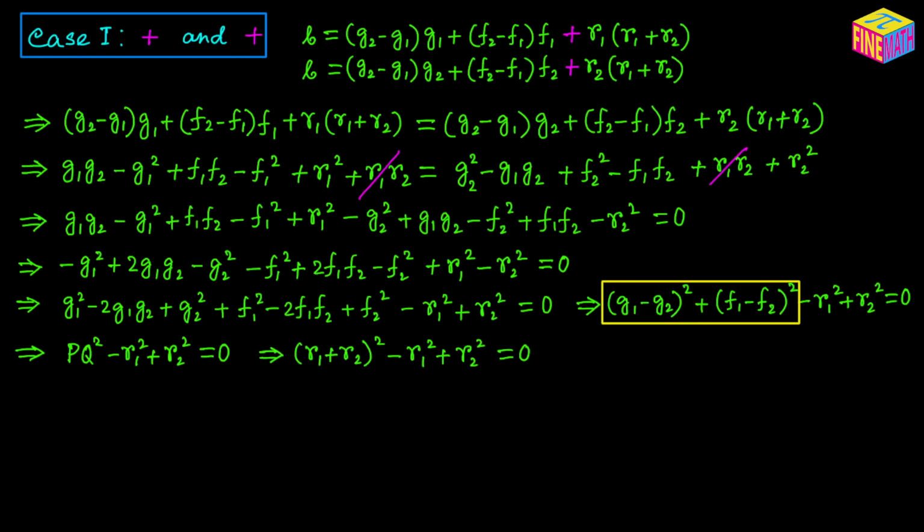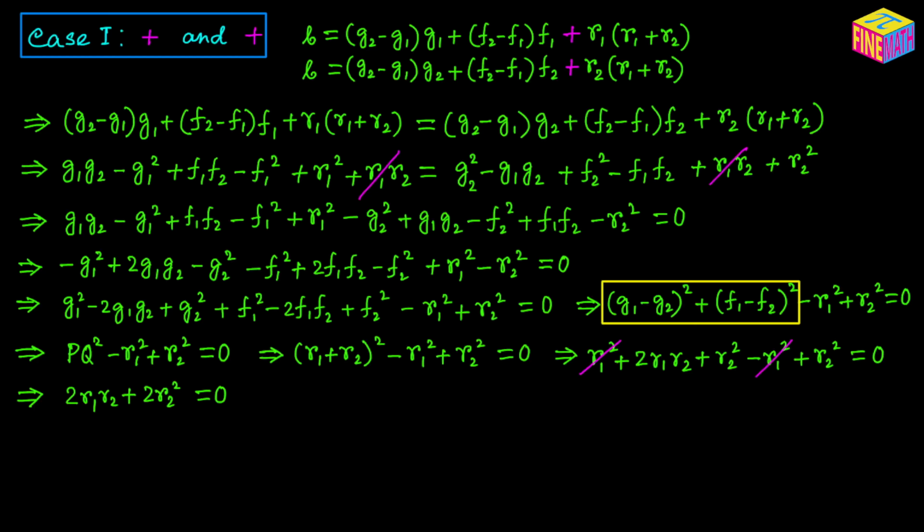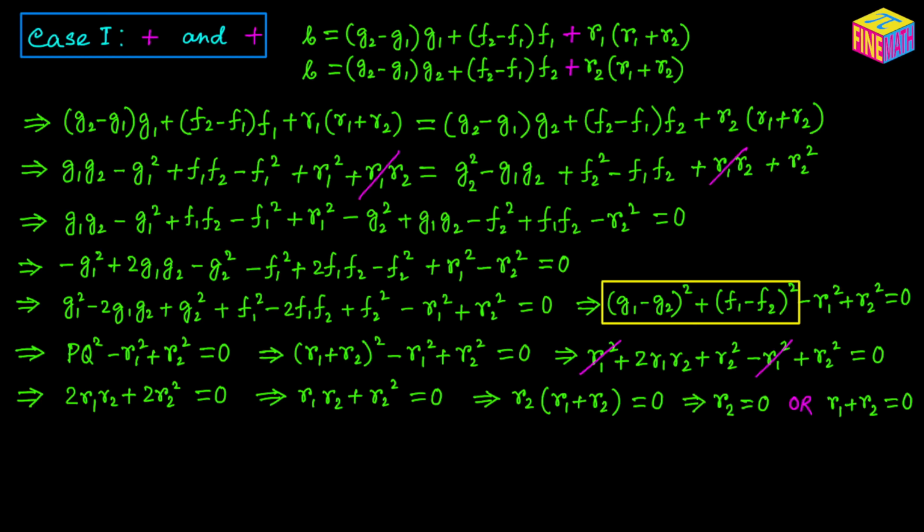So our equation will look like this, and if we expand, our equation is going to look like this, and then two terms will cancel out each other, the positive and the negative r sub 1 squared. So our remaining equation will look like this, and if we divide both sides by 2, our equation will look like this. And then if we take r sub 2 as a common factor, then our equation will look like this. And from here what do we get? Well, we get r sub 2 is equal to 0 or r sub 1 plus r sub 2 is equal to 0, and both of them are impossible.